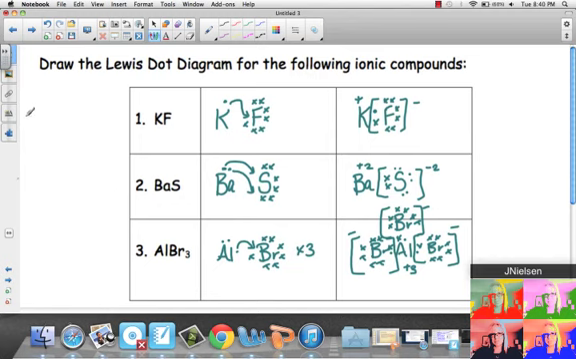All right. Have a great night, and we are going to pick up on our next lesson with drawing Lewis dot diagrams for covalent compounds, which we haven't spent any time on. Just wanted to reinforce that.